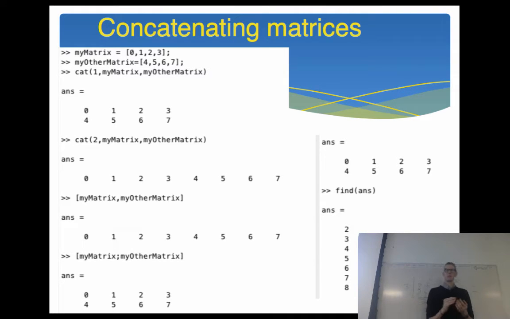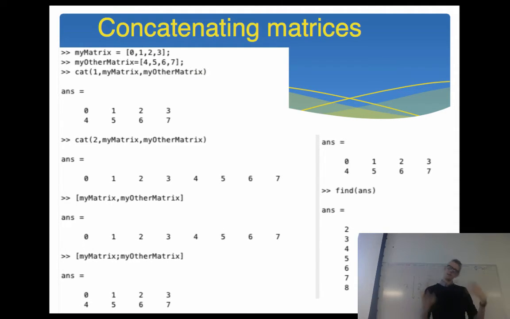The alternative is to do cat 2, my matrix, my other matrix, and it will stick them together in the second dimension. So then we will have all the numbers 0 to 7 listed in one long list as they have been concatenated horizontally rather than vertically.